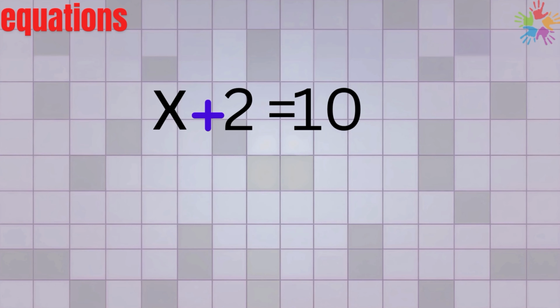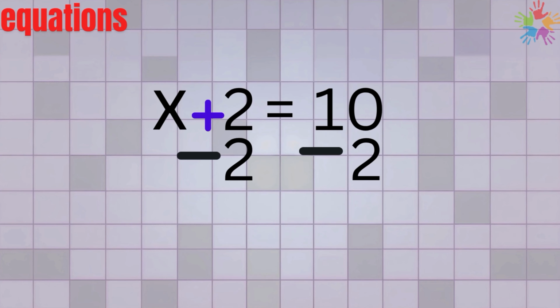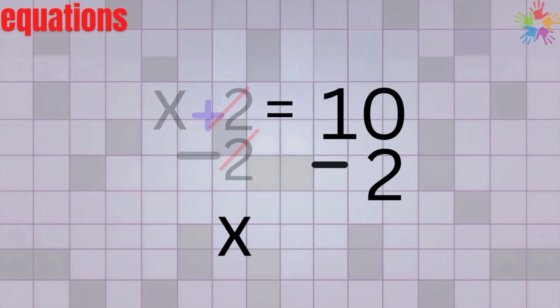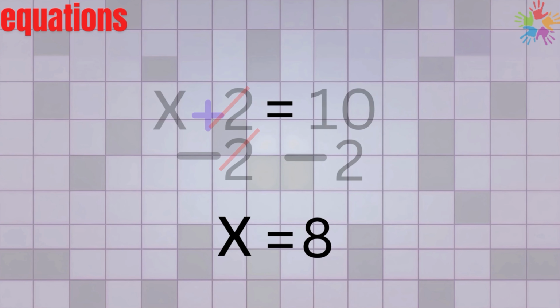For example, let us say a variable plus 2 equals 10. To get the variable all by itself, we apply our inverse operation trick. We subtract 2 from both sides. Positive 2 and negative 2 cancel each other out, leaving the variable all by itself. On the other side, 10 minus 2 equals 8. Now we can see that the variable equals 8, and the equation is solved.